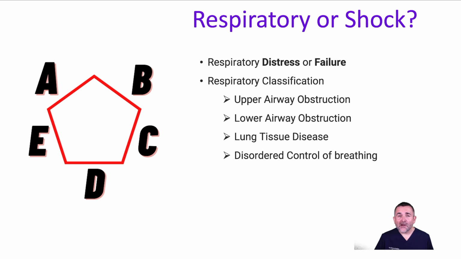Examples of upper airway obstruction could be a foreign body aspiration, anaphylaxis, and croup. Examples of lower airway obstruction can be asthma or bronchiolitis. Lung tissue disease involves the parenchyma or tissue of the lungs. Examples of disordered control of breathing include disorders like seizures, central nervous system infection, and head injury, to name a few. For more information on respiratory disorders and treatments, please refer to your PALS manual.